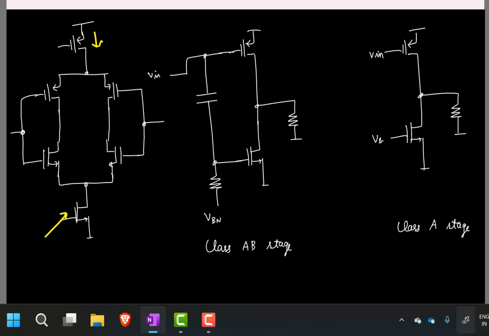The main difference between these two is that in the class A stage, the current in the transistor is fixed by this current source. So the bias current is always constant and fixed by this current source. Let's say this current is I0. What is the maximum current I can deliver to the load resistor?